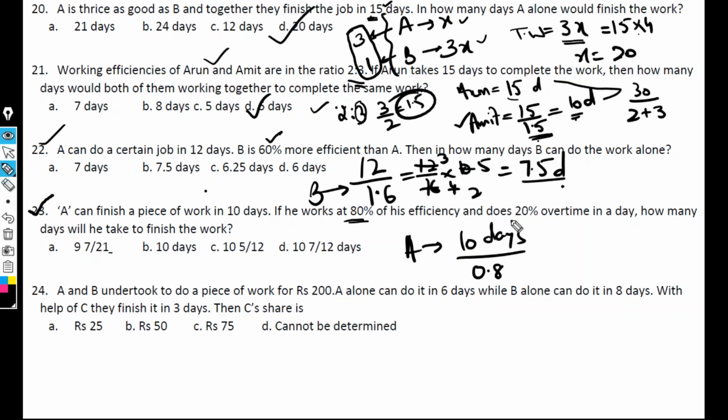Now it is given that he does 20% overtime in a day. Guys, what will be the impact of this if he is working for 20% more time in a day? Let's say he was working 1 hour per day. Now he will be working for 1.2 hours per day. So will you be multiplying it with 1.2 or dividing it by 1.2? Just write M or D for multiplication or division.